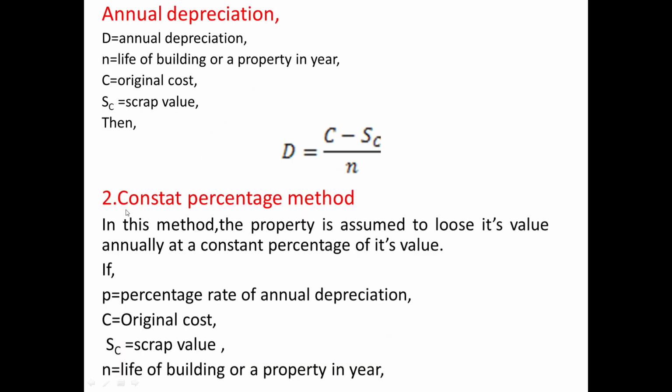Now the second method is the constant percentage method. So here in this method, it is assumed that the property loses its value annually at a constant percentage of its value. Here the percentage rate of depreciation is considered as constant instead of amount. So P is the percentage rate of annual depreciation, C is original cost, SC is the scrap value, and N is the life of the building or the property in years.